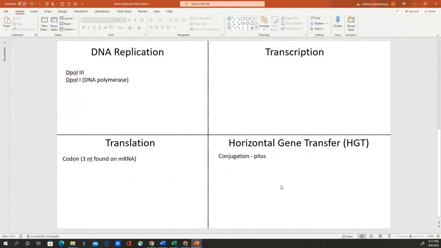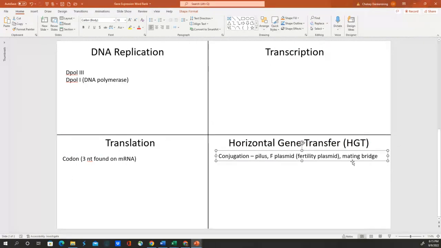So let's put some other words on here that you should remember with conjugation. The F plasmid, which stands for fertility plasmid, and then mating bridge. I think that's the gist of it. Let me make that longer. There we go. So remember, with this form of horizontal gene transfer, cell-to-cell contact is going to be required.